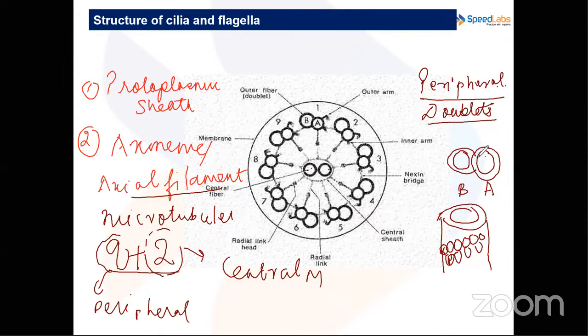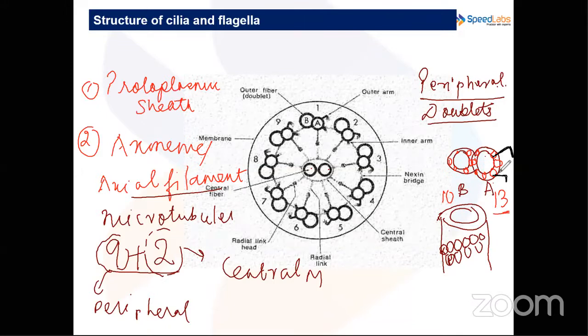So the A unit is made up of 13 protofilaments. All around the wall you have protofilaments, and B has 10 protofilaments. I haven't counted exactly, but yes, 13 is the number in A and 10 is the number in B. Understood? And one more important thing, A has two arm-like structures, a shorter arm and a longer arm with a curved end. You can see this.